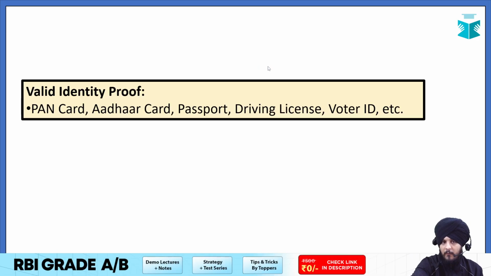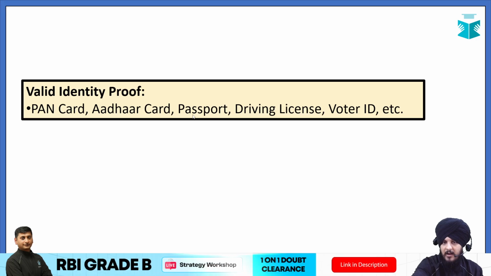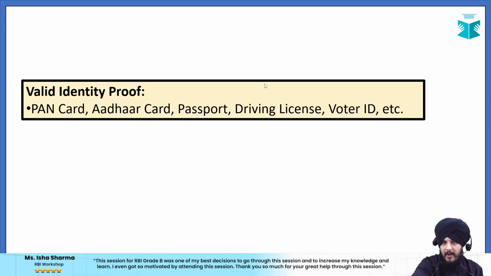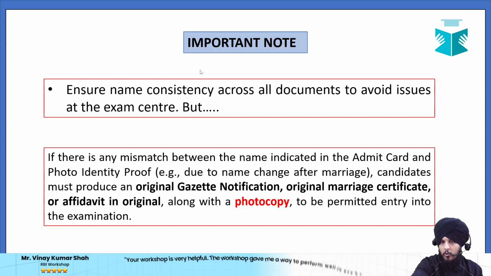The next is very obvious, which is valid identity proof. So you need to carry either a PAN card or Aadhaar card or passport, driving license or voter ID, and you need to produce that in order to verify your identity. And apart from that, you also need to ensure that whatever name you are providing, your name is consistent across all the documents, so that you do not have any issues at the examination center.